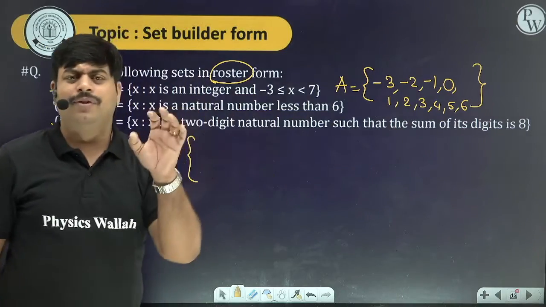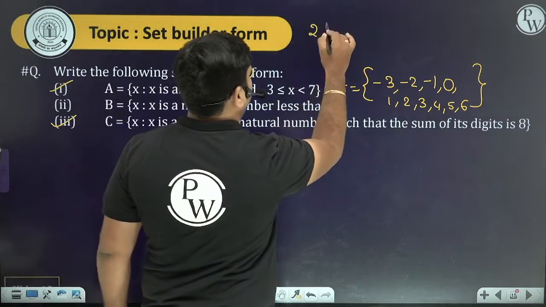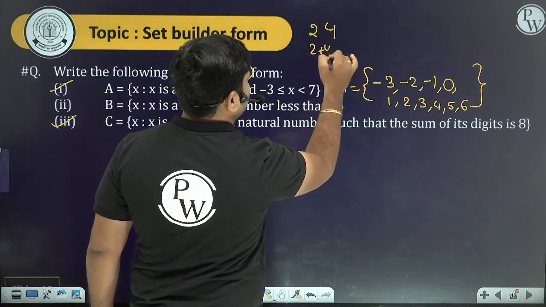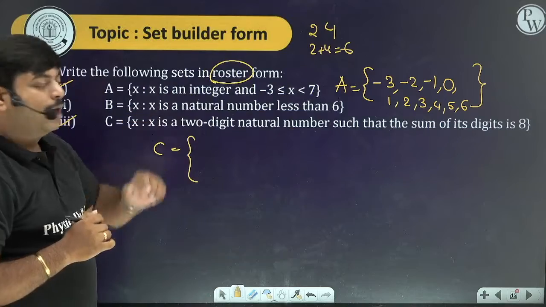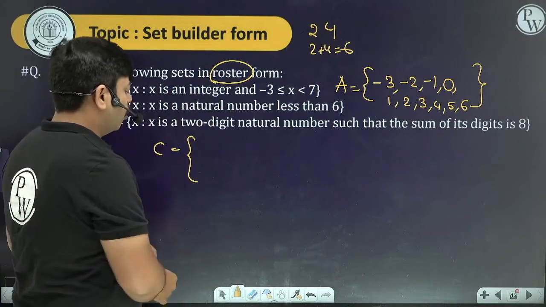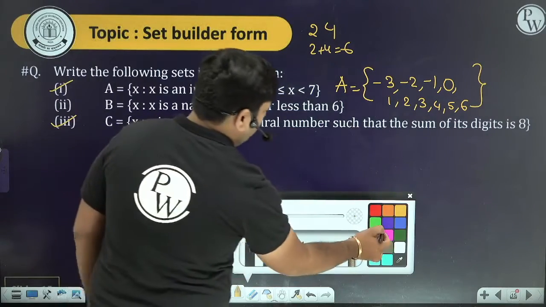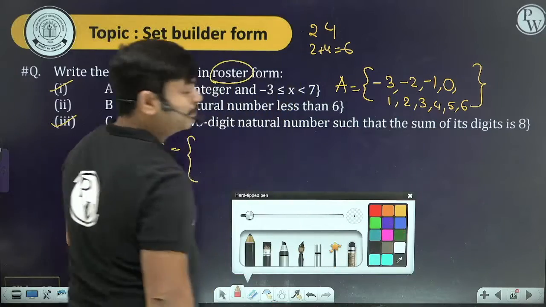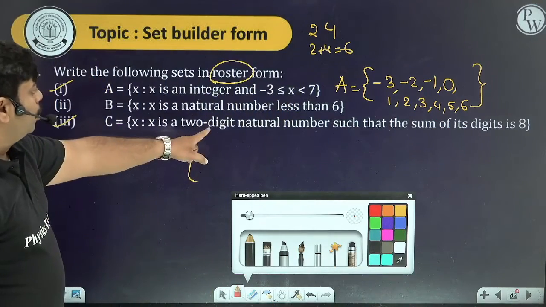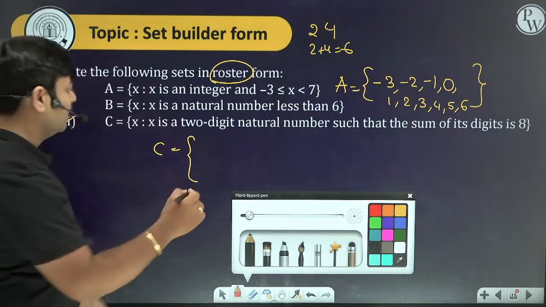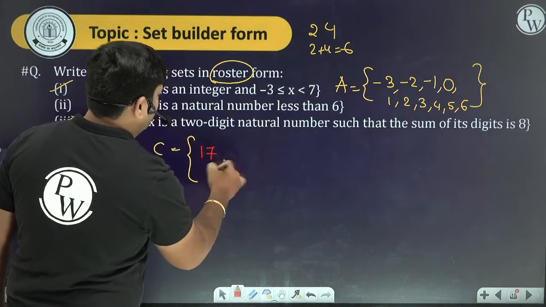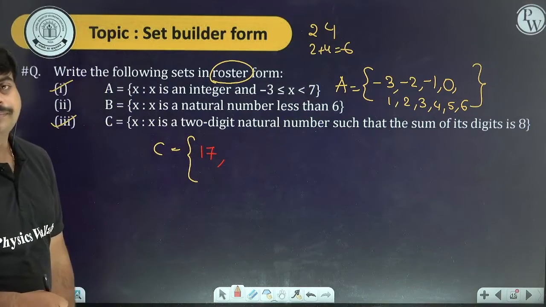What do you mean by sum of the digits? For example, I have 24. 2 plus 4 is 6, right? So that is the sum of the digits. Okay. So tell me what are all the numbers that will come here? So we can start with 17, right?